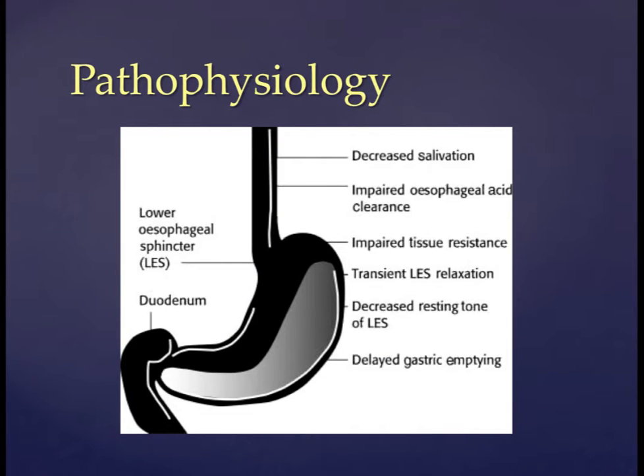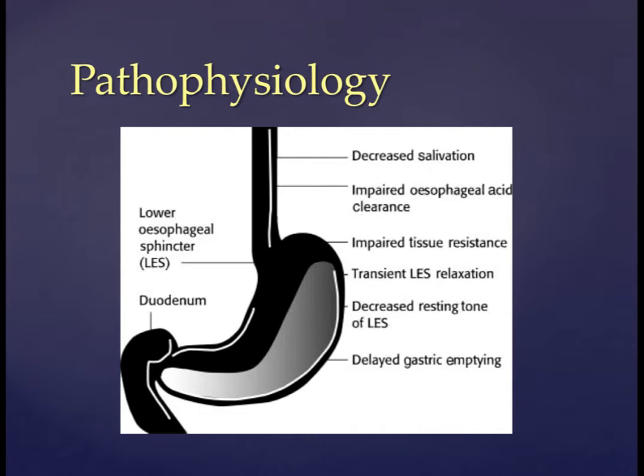This picture depicts a more complete explanation of how GERD can be caused in our pediatric population. So starting at the top of the picture, we have decreased salivation as well as impaired esophageal acid clearance and impaired tissue resistance. So all of these weaken the esophagus's normal protective barriers against the stomach acid. So when the stomach acid does reflux into the esophagus, if a patient has impaired resistance against this acid, then it's more likely to turn into gastroesophageal reflux disease.